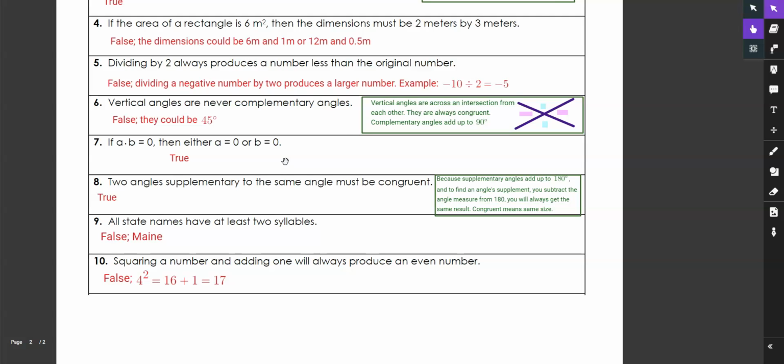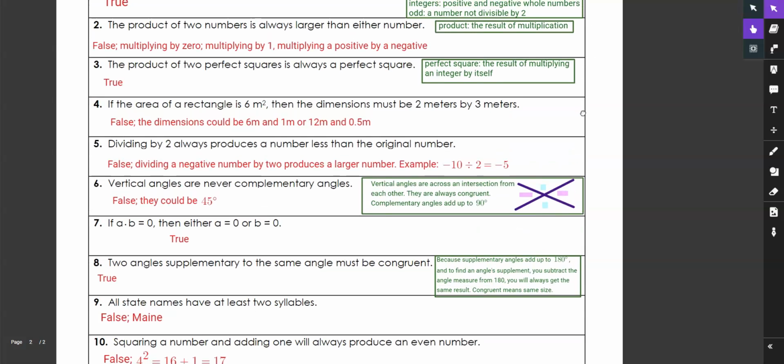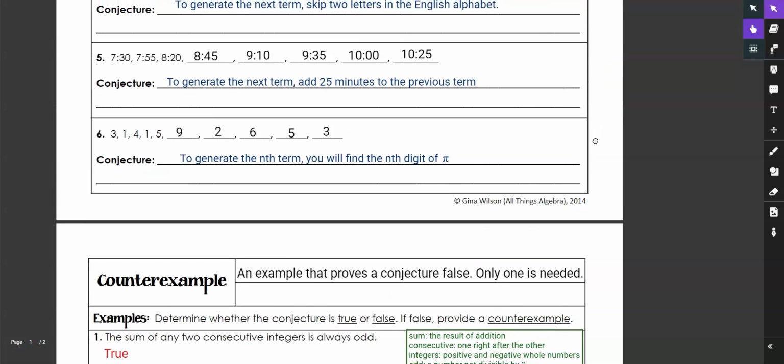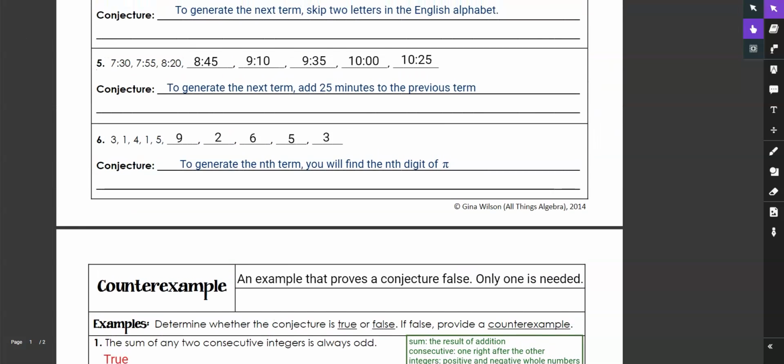So this is our introduction to conjectures and providing counterexamples. We will be required to provide a counterexample anytime we are claiming a statement is false in this class.